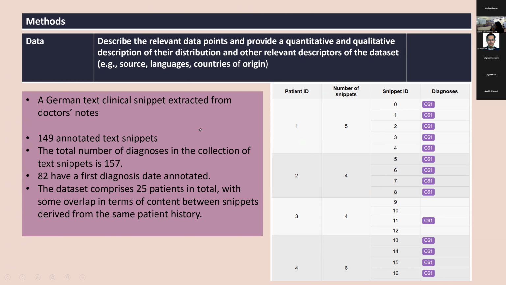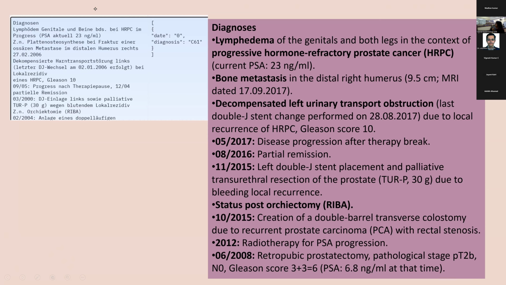So this table shows how many snippets are derived from notes from a single patient. So for patient ID 1, the number of snippets was around 5. And these are the snippet IDs and the corresponding ICD diagnoses. Similarly for patients 2, 3, and 4. So this is an example of a text snippet. Most of these were in German, which loosely translates to the diagnosis, like lymphedema in the context of progressive hormone refractory prostate cancer with bone metastasis. This is the kind of information that was fed into the model to get the output.